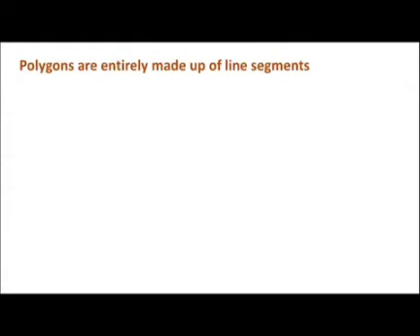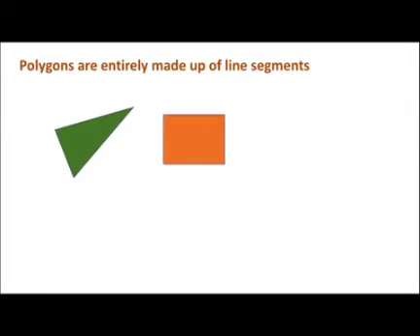Now, polygons are entirely made up of line segments. They are made up of simple line segments which do not cross over, children. They are plain, simple, closed figures like you can see on the screen. The first polygon has got 3 sides. The next one has got 4 sides. So if you have at least 3 sides, you can call it a polygon.